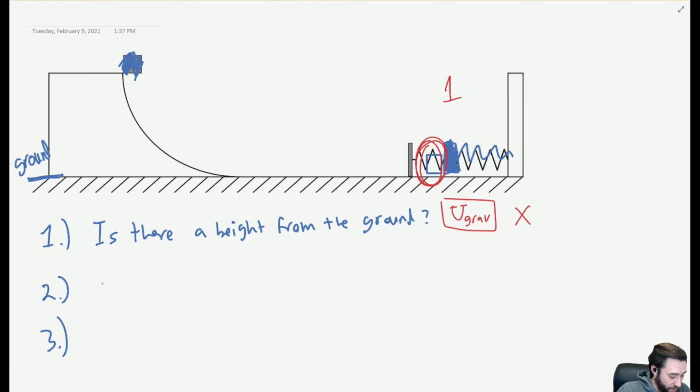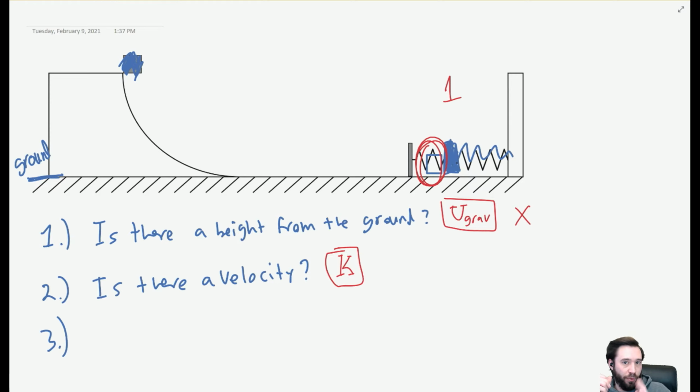The second one is going to be, is there a velocity? And this is going to deal with kinetic. So does the object have a velocity the instant right before I launch it? No. So there's no velocity there. This is the instant right before I'm getting ready to launch it.